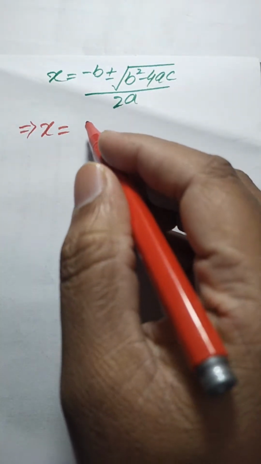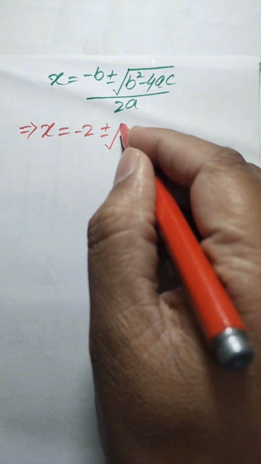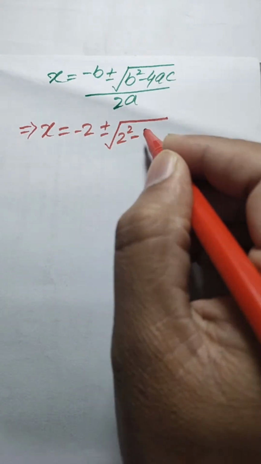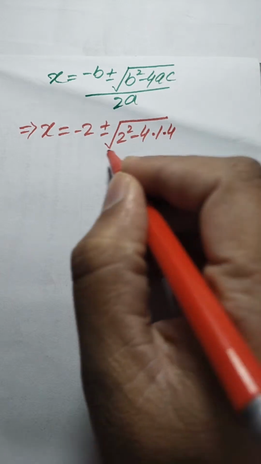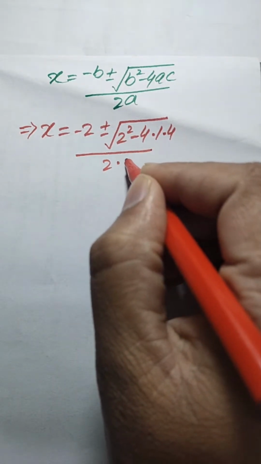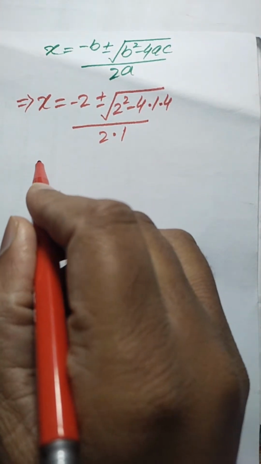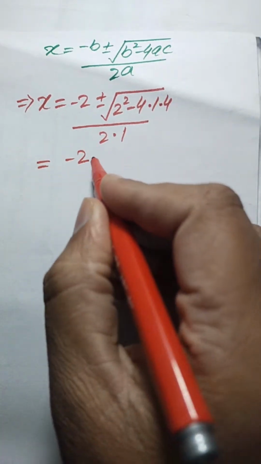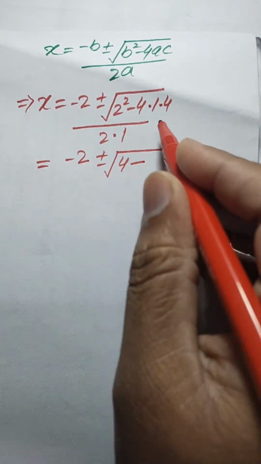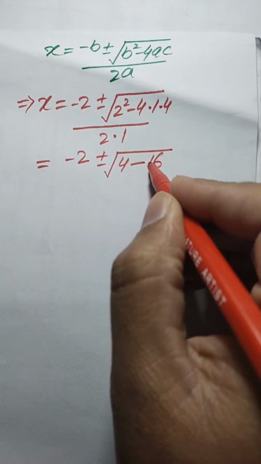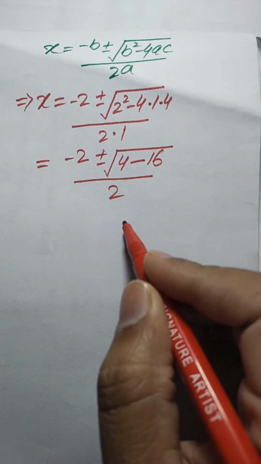When we put the values of a, b, and c, it will be written as x is equal to minus the value of b, which is 2, plus minus square root of b square, so 2 square, minus 4 times a, which is 1, and c, which is 4, divided by 2 times a. So here our a is equal to 1. In the next step we need more simplification: minus 2 plus minus square root of 2 square becomes 4, minus 4 times 4 becomes 16, divided by 2 times 1 is equal to 2.